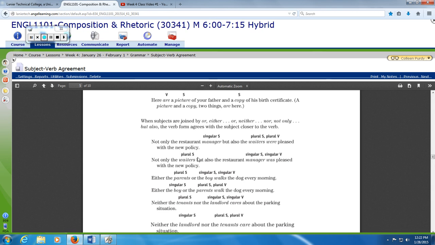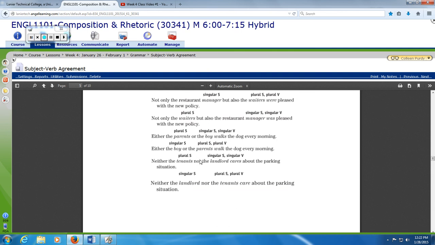Now switch it to prove the point. Not only but also, but it's waiters and manager. Manager's closest to the verb, so it takes a singular. Okay? Here's another example. Either or. Either or, those are correlative conjunctions, so you're going to have a compound something. Once again, it's a subject. Parents or boy. Boy is singular. The sentence takes a singular verb. Flip it around though. Now parents is closer. Parents is plural, so you take a plural verb.